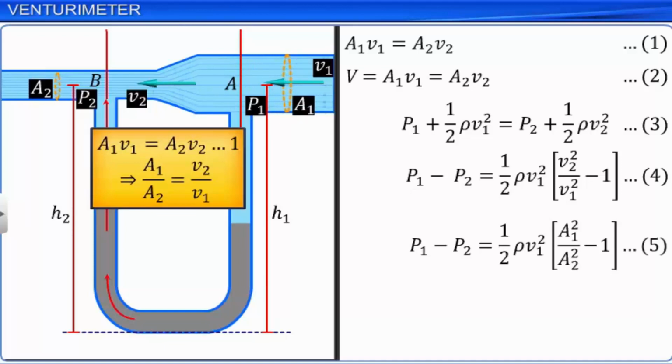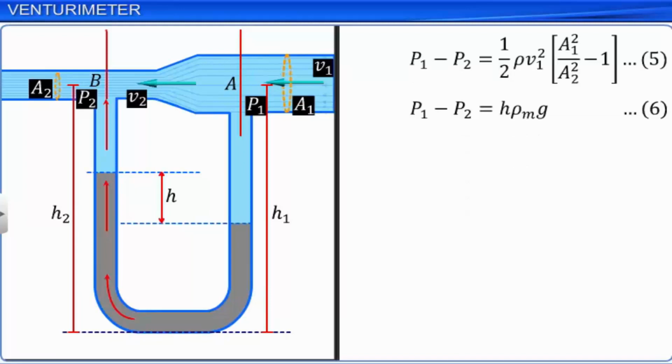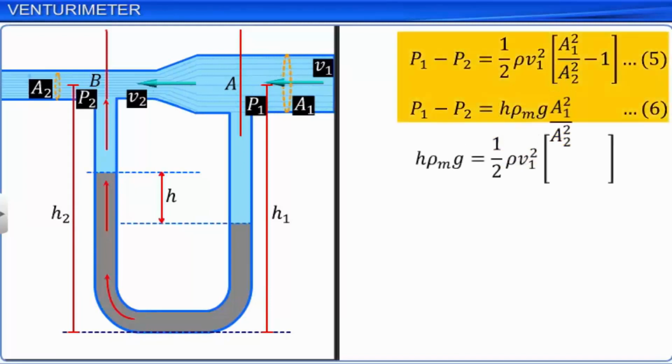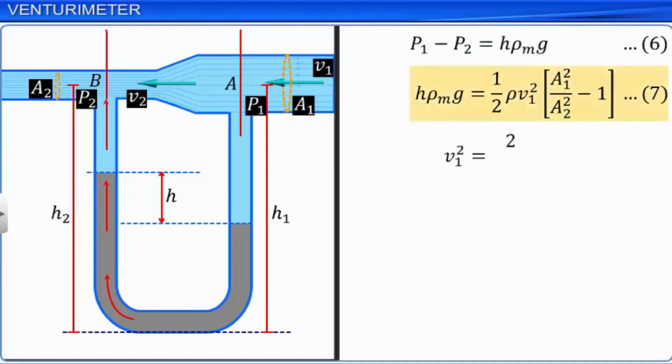The difference in the pressure at points A and B can be measured as the difference H of the liquid level in the 2 arms of the manometer tube. Thus, the pressure difference is equal to H ρm g. Let this be equation 6. From equations 5 and 6, we get equation 7 as shown. Simplifying equation 7, we get the expression for velocity V1 as shown in equation 8.